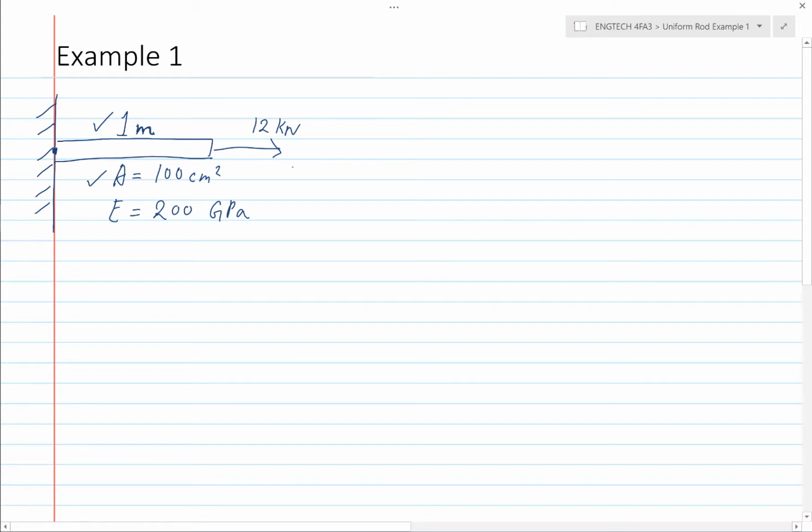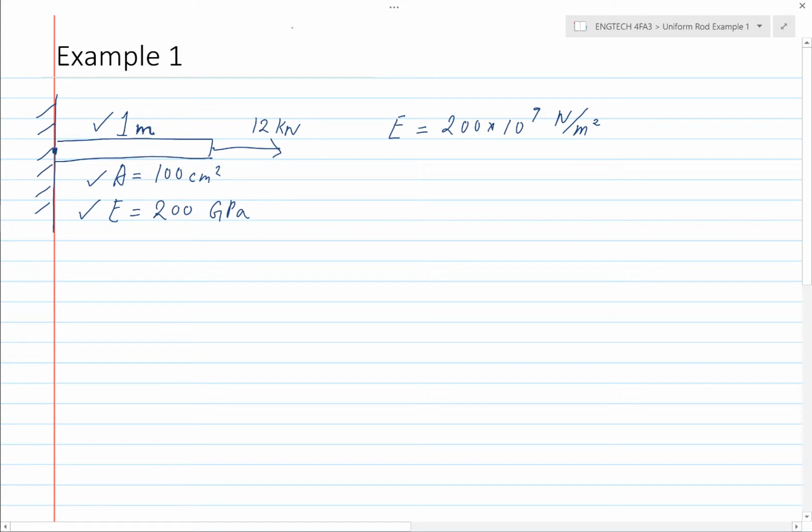Okay, the elasticity is 200 gigapascals. And the other end of the rod is being stretched by a 12 kilonewton force. So the elasticity is 200 gigapascals, 10 to the 9.